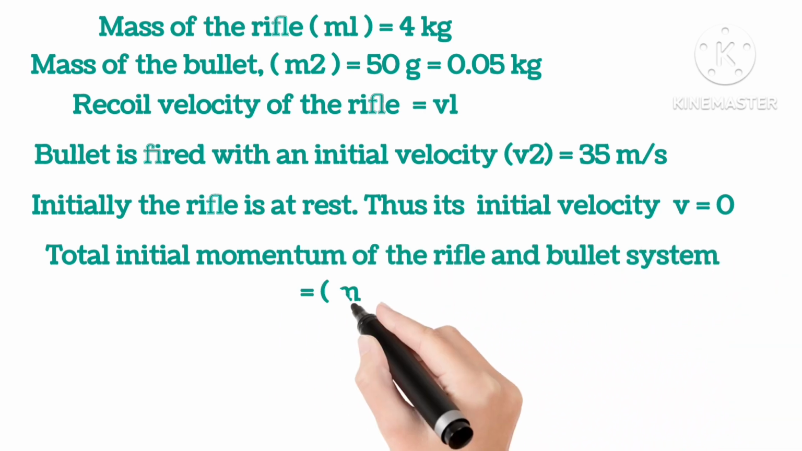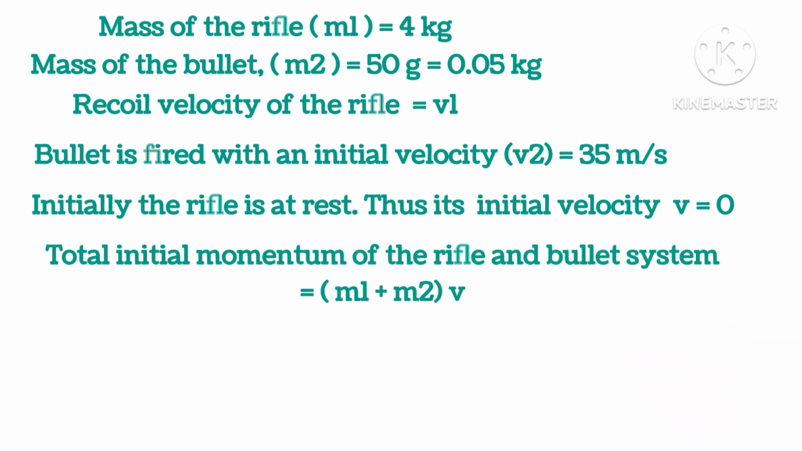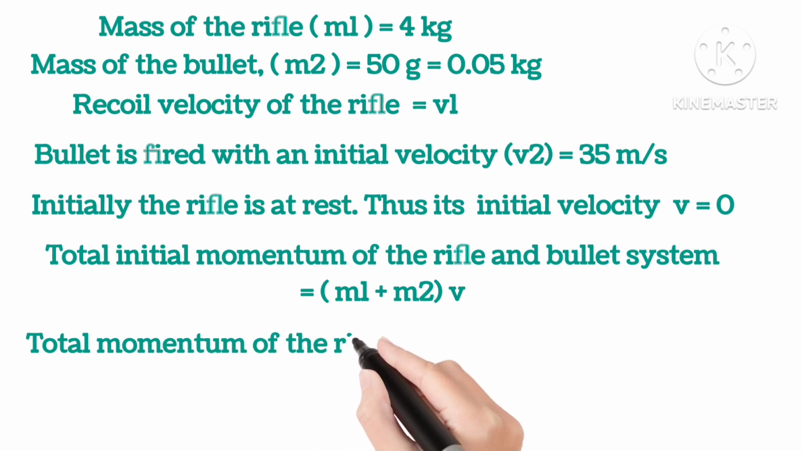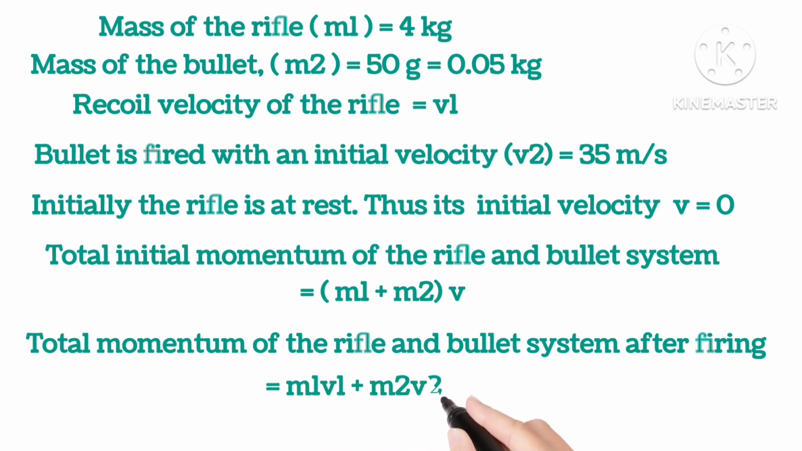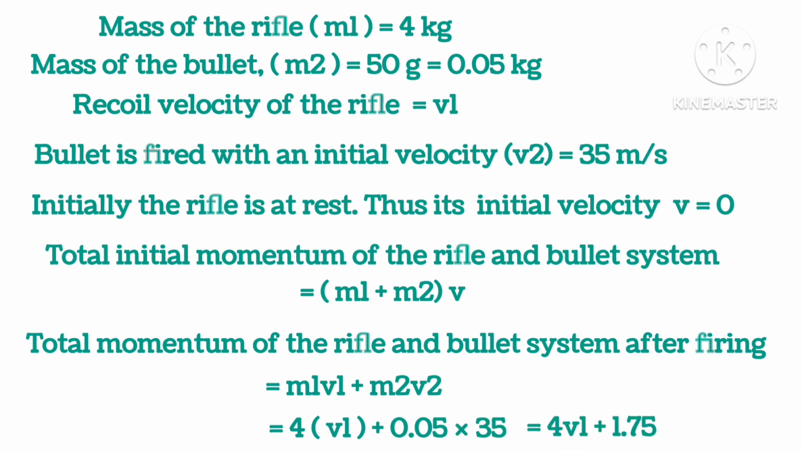Total initial momentum of rifle and bullet system is M1 plus M2 multiplied by V. Total momentum of the rifle and bullet system after firing is M1 V1 plus M2 V2. Putting the values in this equation, we get 4 V1 plus 1.75.